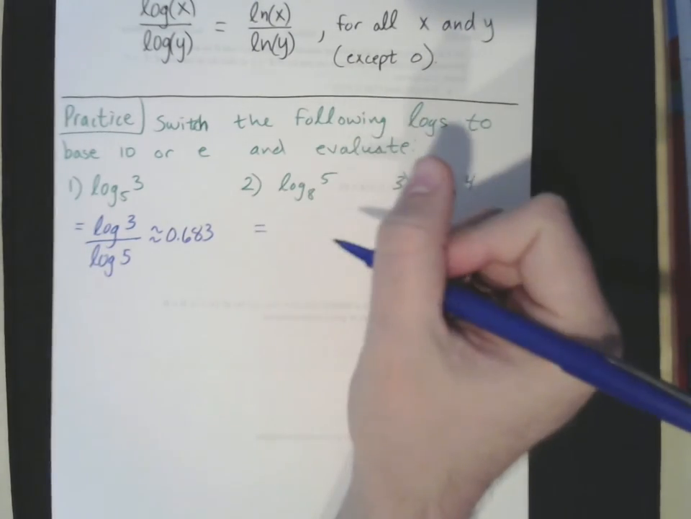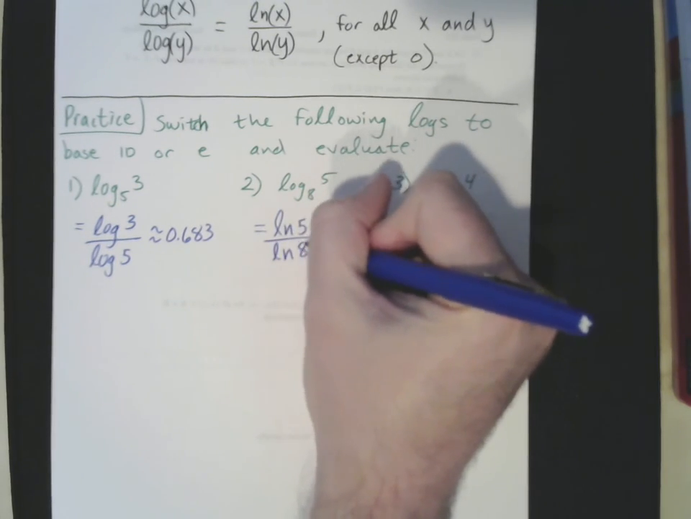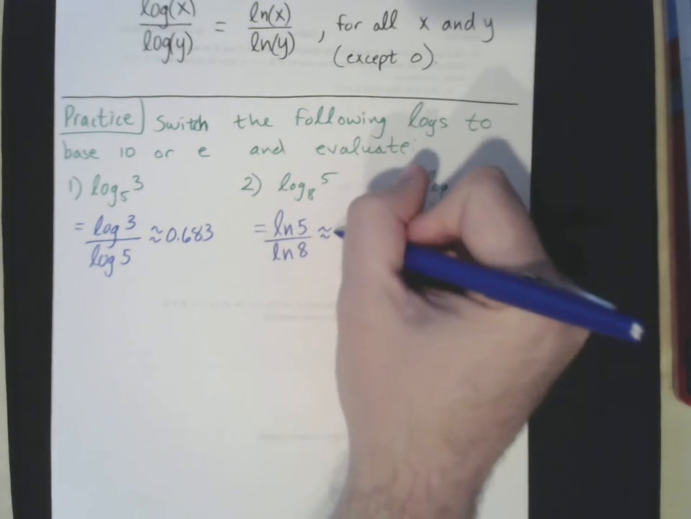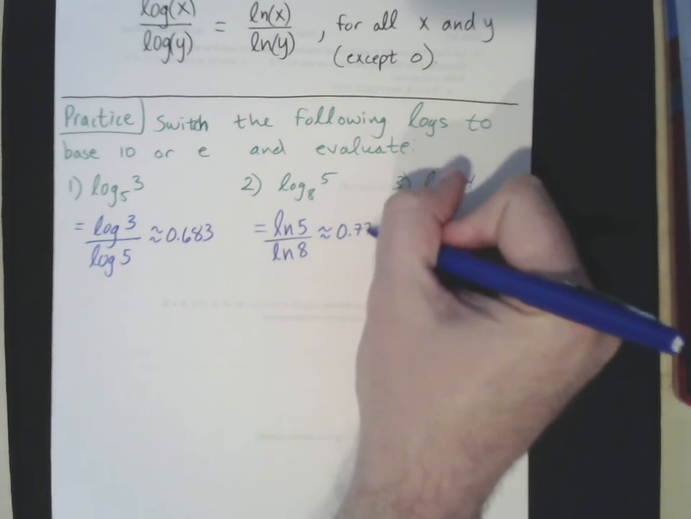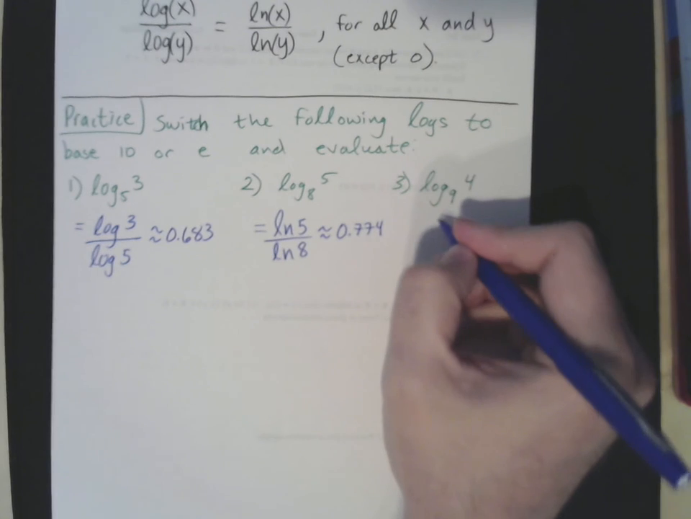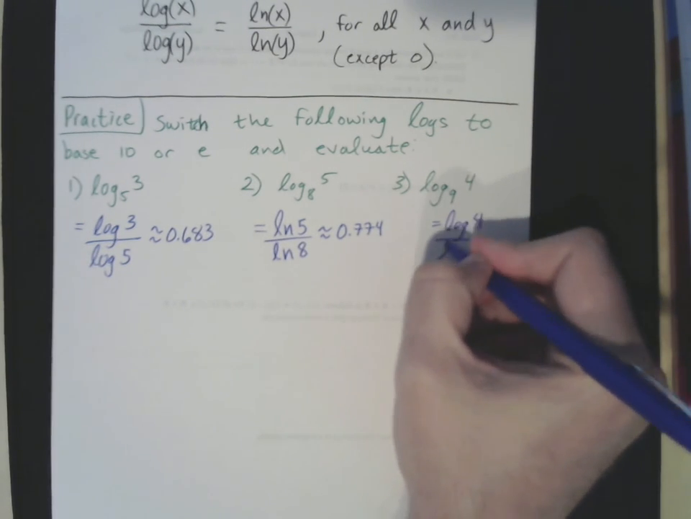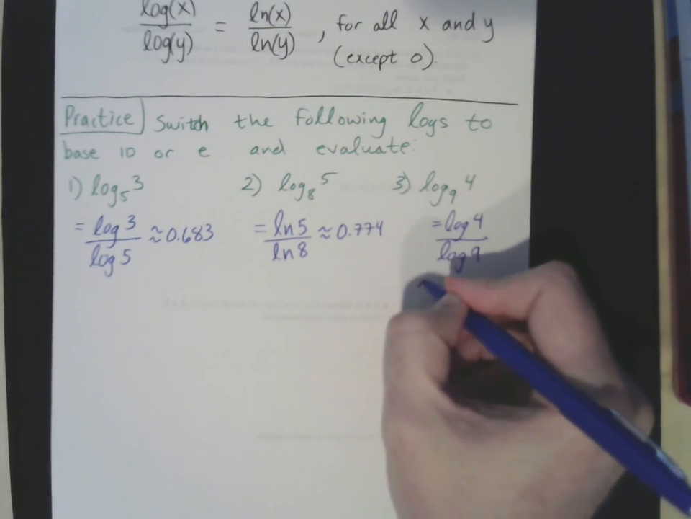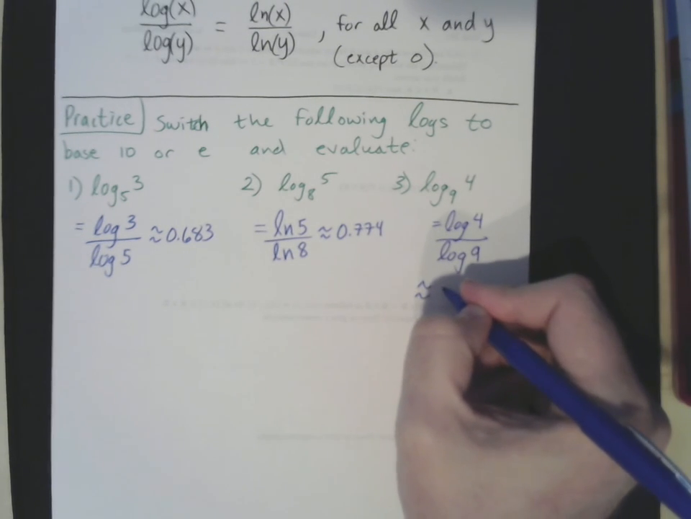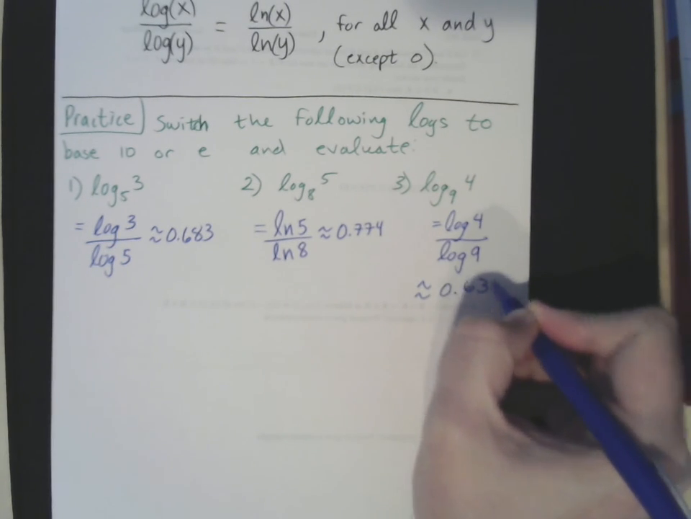Here, in number 2, I'll go to ln. So this is ln 5 over ln 8. And again, you're just punching this into your calculator. You get approximately 0.774. If you did common log, base 10, you get the same answer. And then finally, number 3, I'll go back to common log. This is log 4 over log 9. And punching that into our calculator, we get approximately 0.631.